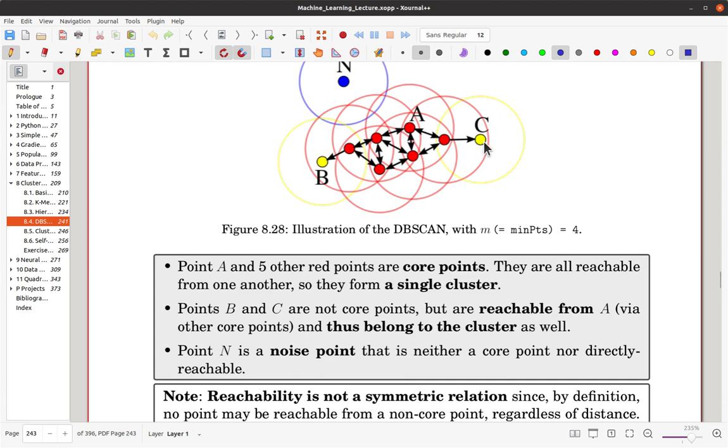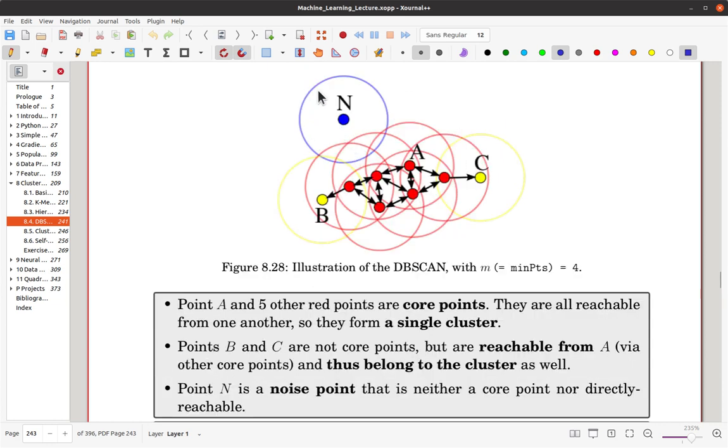Basically, it is an edge. Okay, and N over there has only a single point, itself, in its epsilon neighborhood, and it is not reachable from any core points, so it is considered a noise point. In this way, we classify the points given M and epsilon and make clusters including the core points and border points.